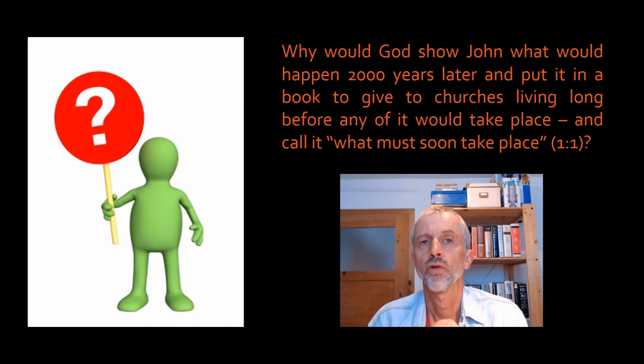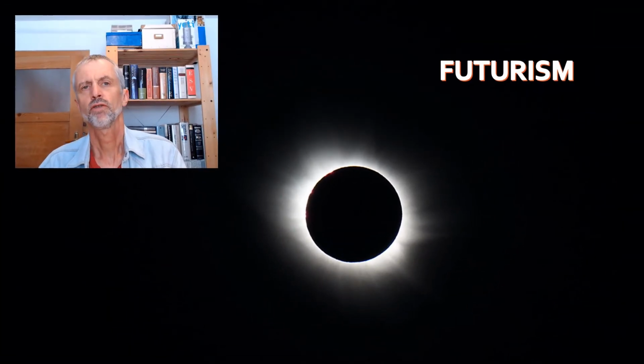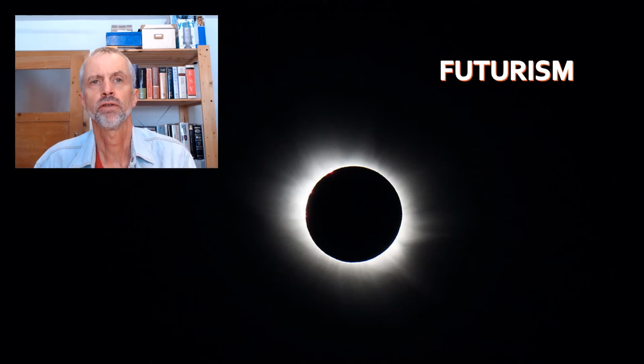Why would God show John what would happen 2,000 years in the future and put it in a book to give to churches living long before any of it would take place, and then call it what must soon take place? It would mean the book is irrelevant to them because it has nothing to do with their life. Surely it must first have been a message to them. This widespread paradigm, by the way, is called futurism because it holds that all or most of the book of Revelation is still in the future.